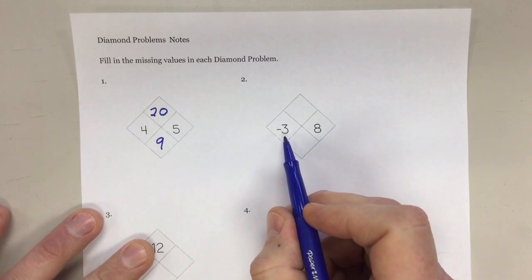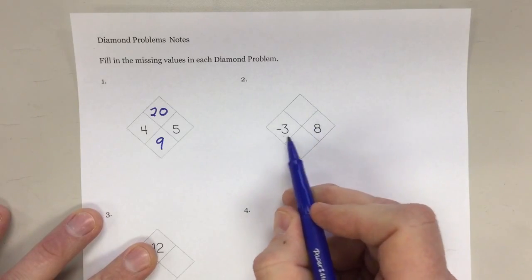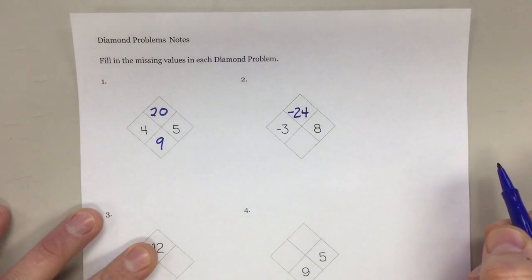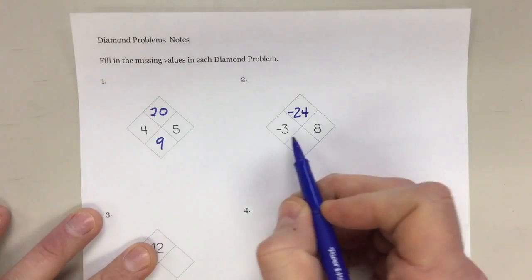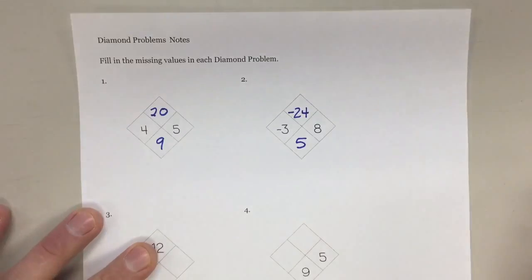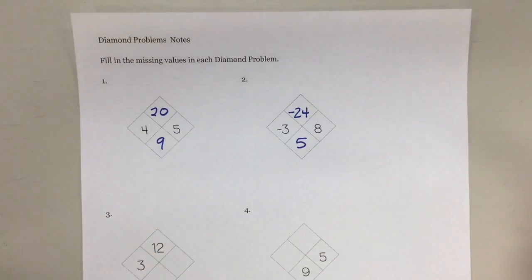Number 2, again, you're going to multiply these 2 together to get the top. So negative 3 times 8 is negative 24. And of course it's negative because the 3 is negative. And when I add them together, negative 3 plus 8 is positive 5. So you need to be careful on these to be sure that you know when answers are negative or positive.